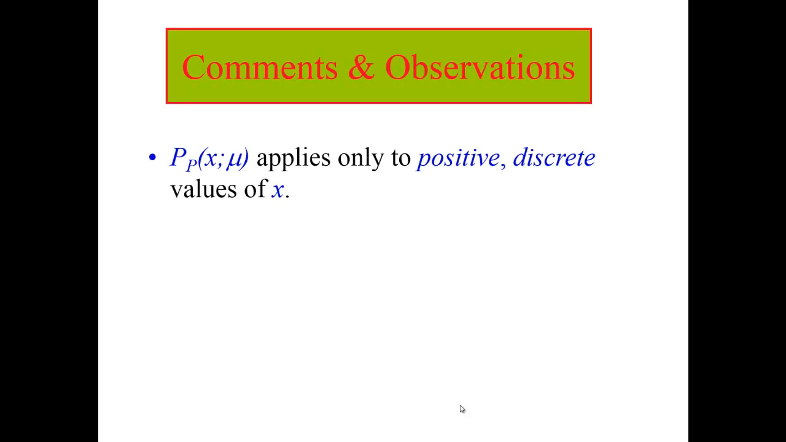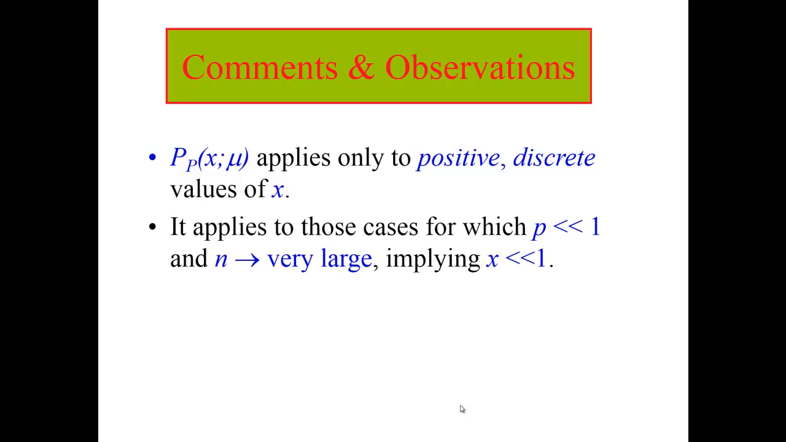we'll just close with a couple of comments and observations about this function and how it differs from the binomial function. It applies, just like the binomial function, only to positive and discrete values of x, because if we're doing a counting experiment, in a particular interval of time you can get 1 event, or 2 events, or 3 events, but you can't get 2.5 events.